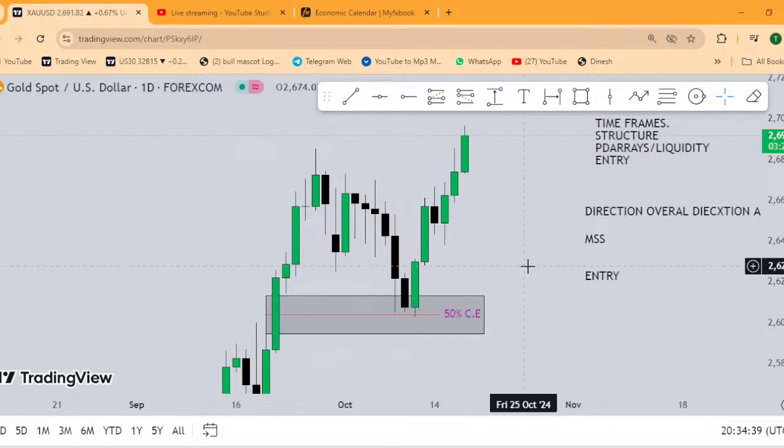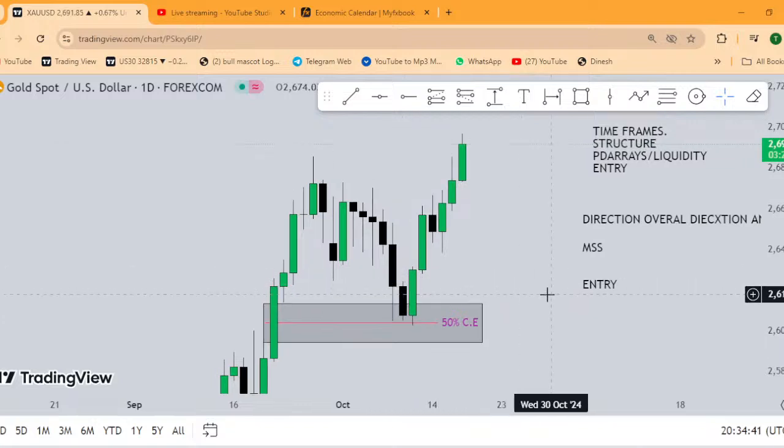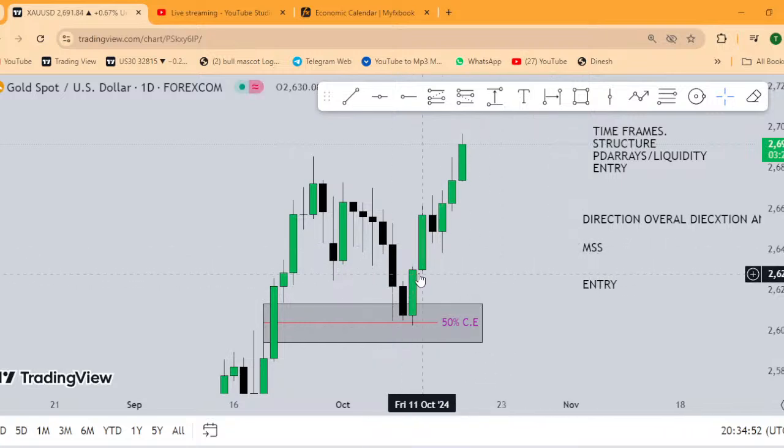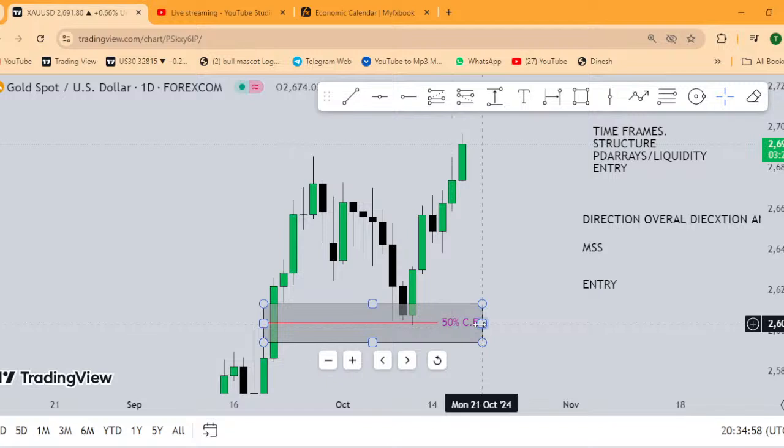I always see the use of the market structure shift on a 5-minute chart, yet the person is an intraday trader. Most times it is very tricky because it gives you a false market structure shift. You would prefer to use a higher time frame market structure shift to control price rather than a 5-minute market structure shift. So price dips into this fair value gap zone.